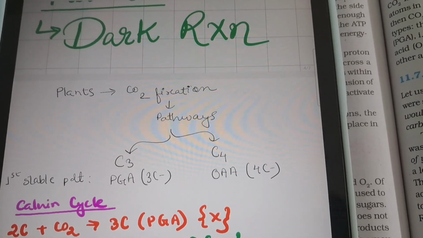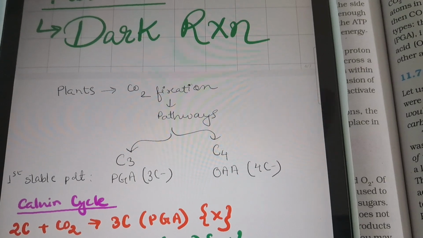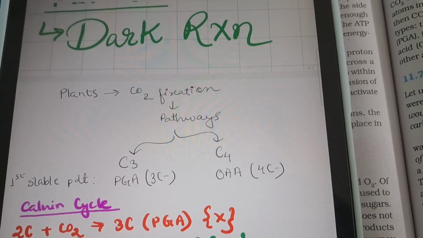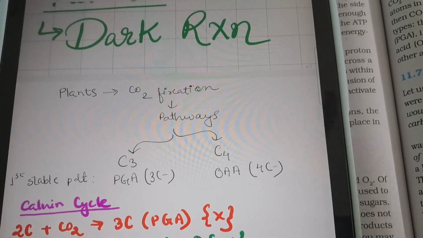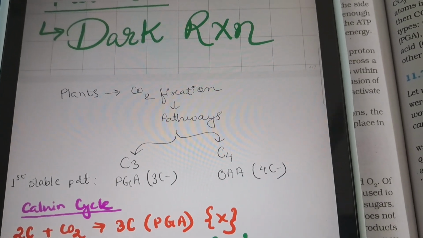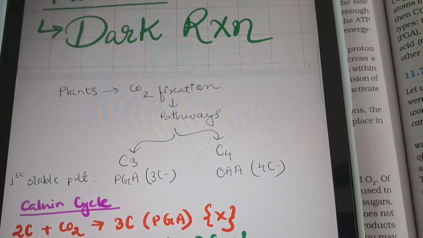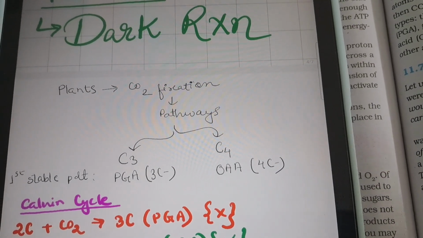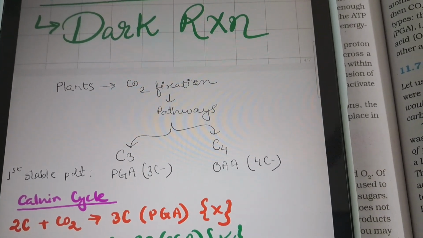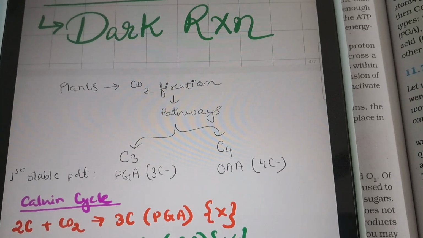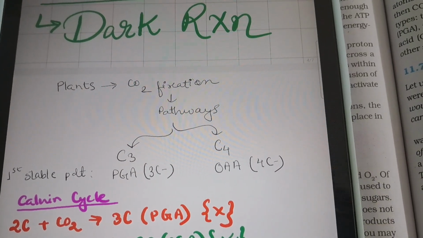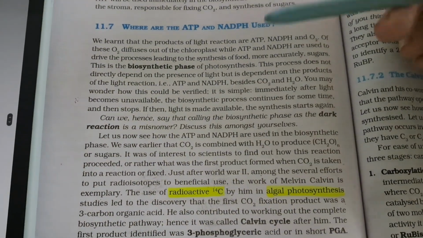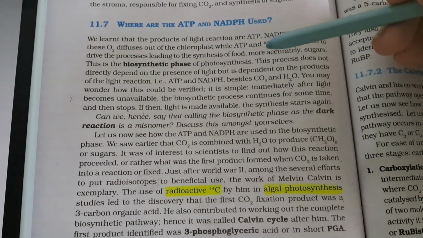Now the dark reaction is also known as the biosynthetic phase, and here basically the products we read about in cyclic phosphorylation and non-cyclic phosphorylation, ATP and NADPH, are going to be utilized in the dark reaction. We can say that the products of the light reaction are used here as the reactants of the dark reaction. That is all they have mentioned in this section.